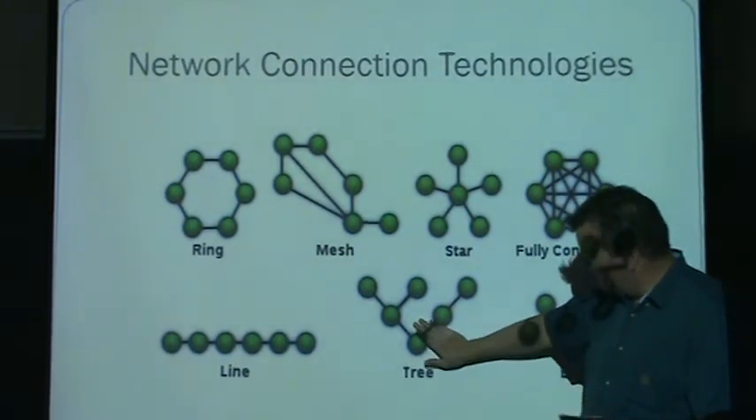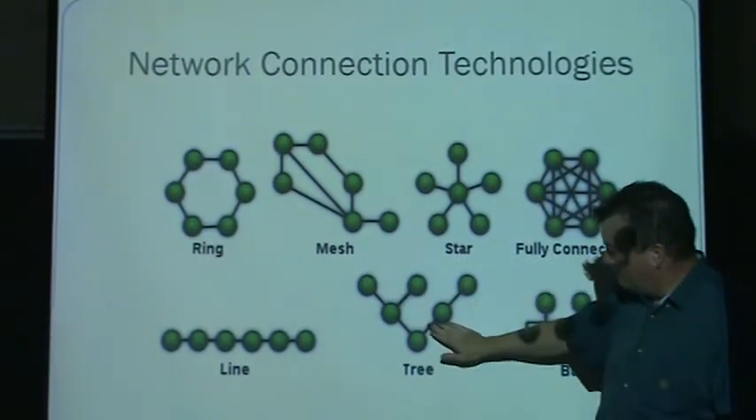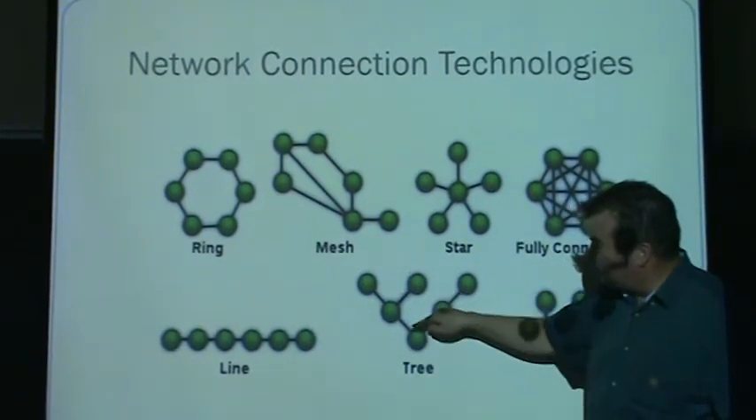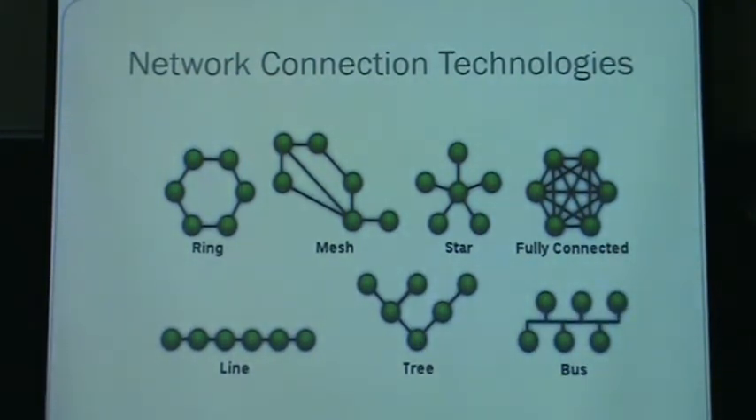So if this link right here ever went down, you couldn't communicate from here to here. Because it's a tree, there's no cycle, so there's no alternate path to get from one point to another.